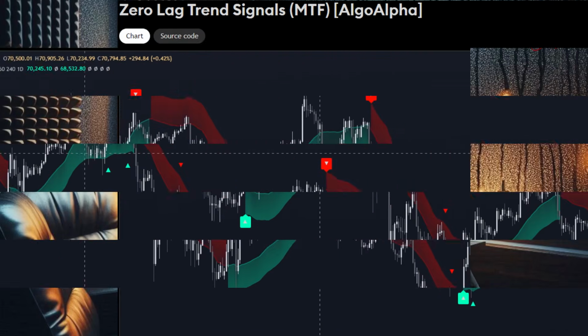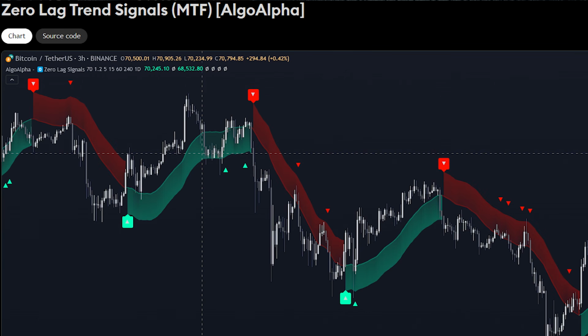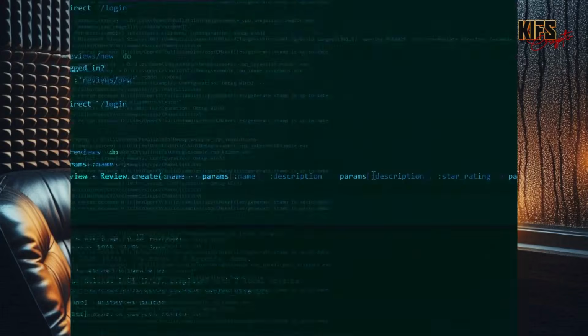Now, today we're diving into something that's been a real game changer for traders out there. It seems at the moment everybody's looking for zero lag indicators. And so today we are looking at the Zero Lag Trend Signals multi-time frame by AlgoAlpha. This seems to be one of the most popular in use at the moment, and we're going to give it a boost by adding an AI element to it. We're going to turn it into a strategy.